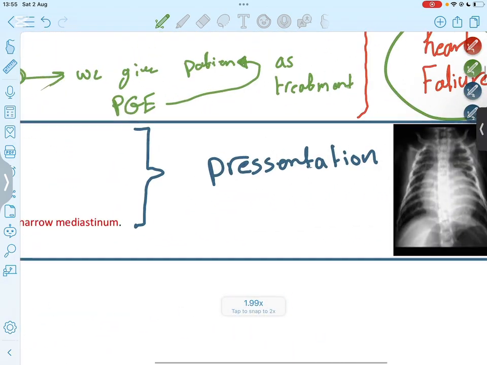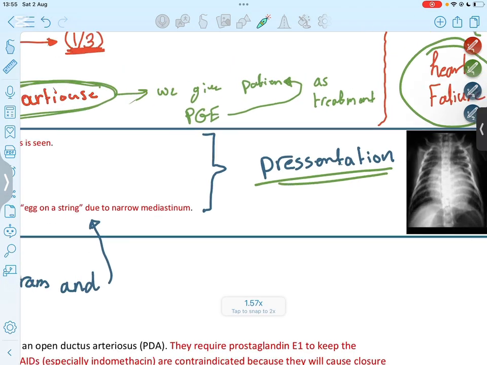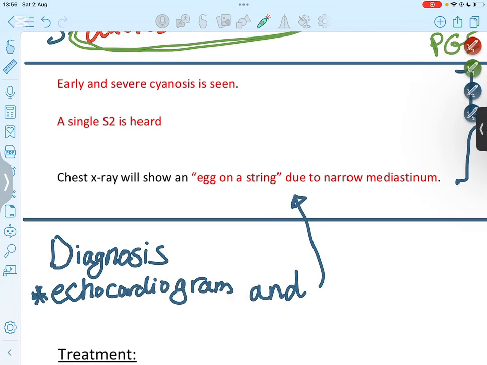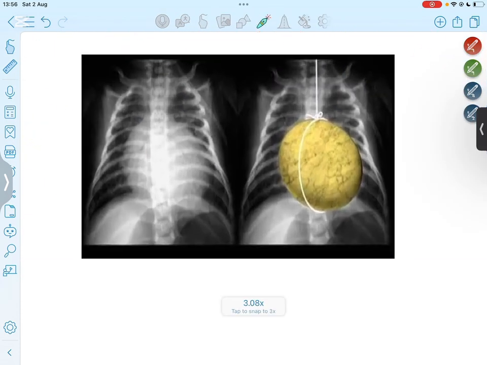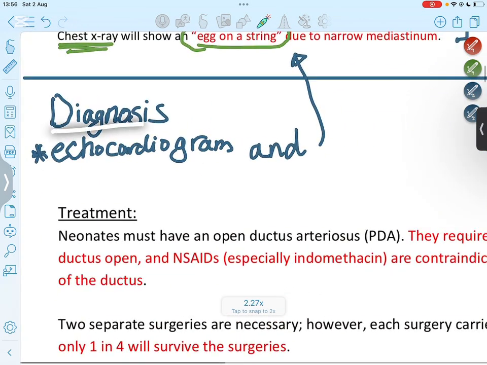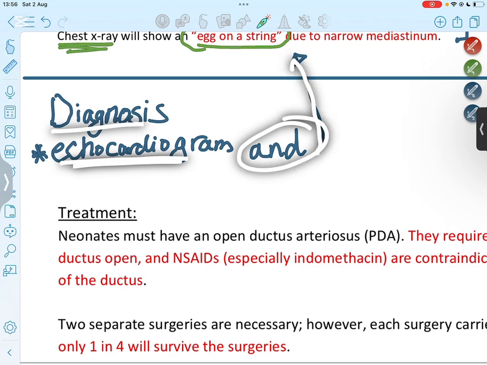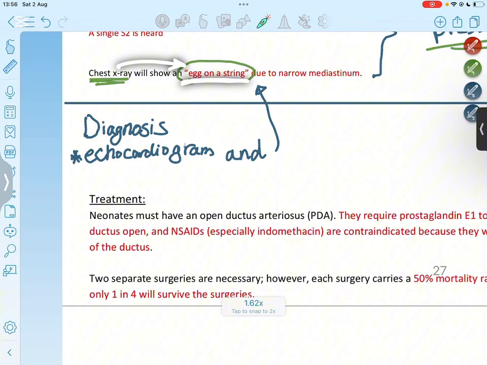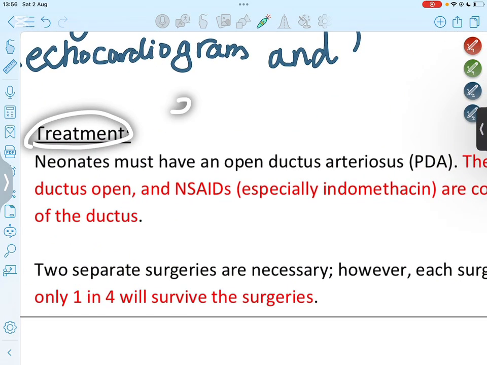What is the presentation? The presentation will be cyanosis, of course. Also, on auscultation, you will hear a single S2. When we do a chest X-ray, we will see an egg on a string, as shown in the picture. So how do we diagnose it, in echocardiogram and also in chest X-ray? What do we say we will see? Egg on a string.